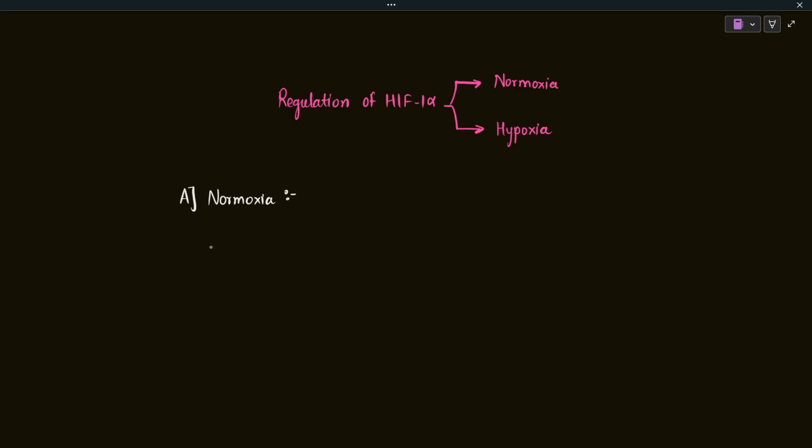Whenever there is a normal level of oxygen, you need to deactivate or inhibit whatever genes are controlled by HIF-1 alpha. For that matter, you need to degrade the HIF-1 alpha whenever there is a normal condition. So that is why in normoxia conditions, HIF-1 alpha undergoes degradation. And for undergoing degradation, first it undergoes hydroxylation.